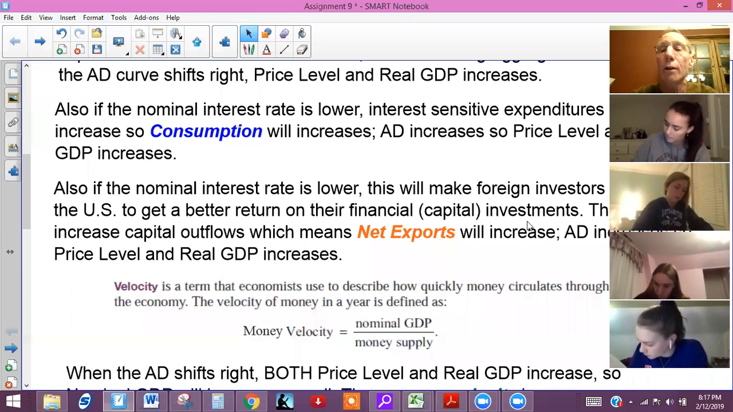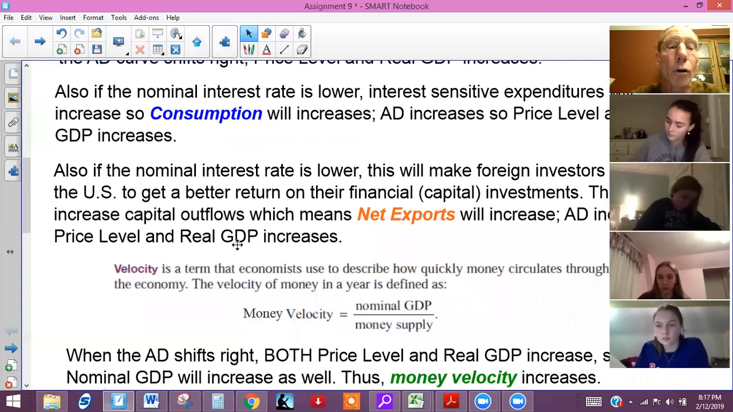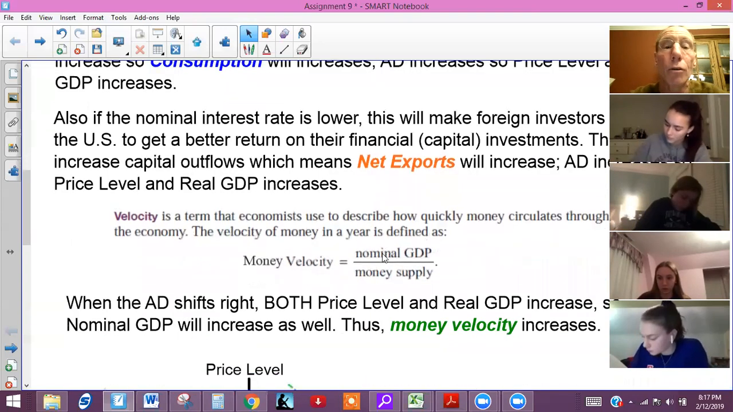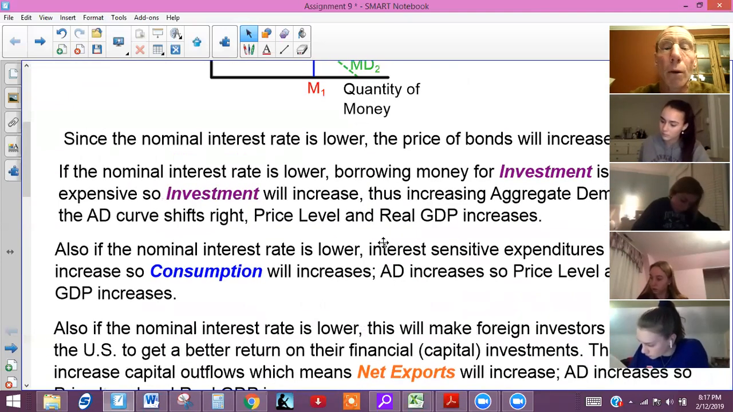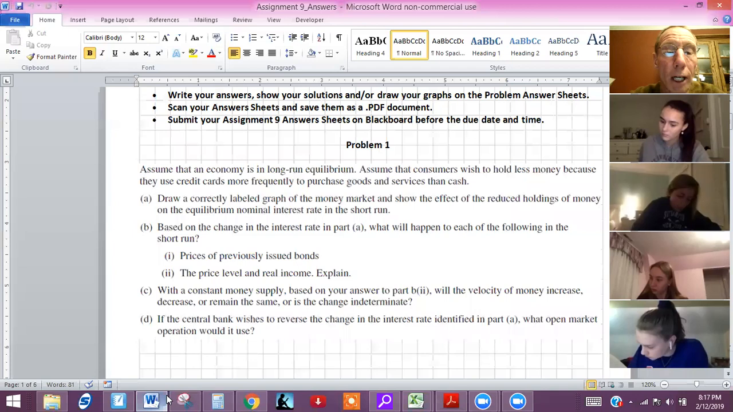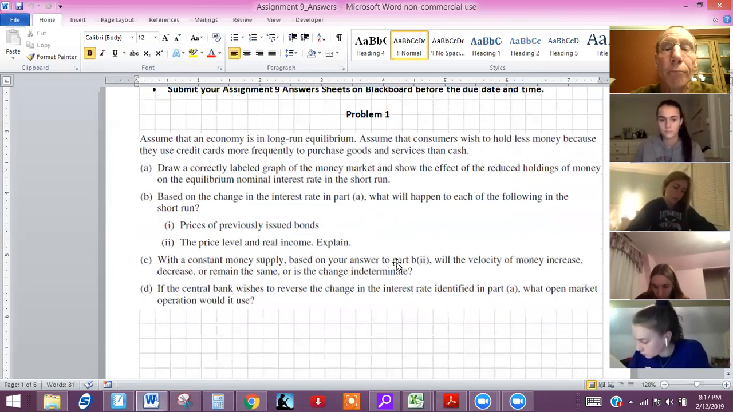So that means that aggregate demand is going to increase along with price level and real GDP. So those are the three answers there. Okay, why that would happen, and that's answering what would happen to the price level and real income. Okay, which is a long answer to a short question.